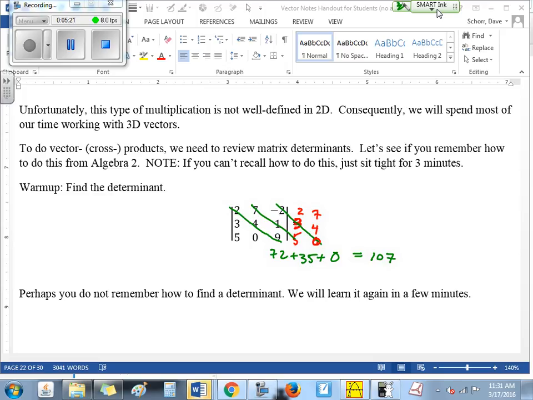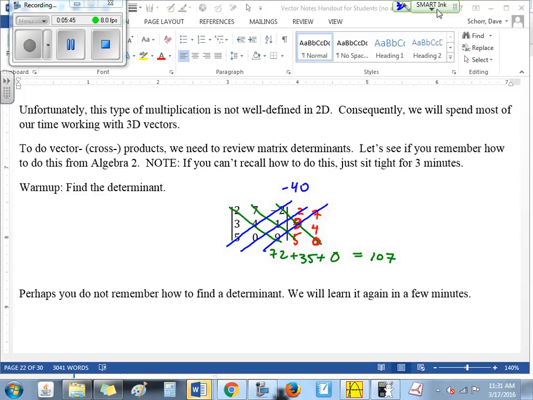Then we do the same thing going up the page. I'll draw that with a blue pen. 5 times 4 times negative 2, 0 times 1 times 2, 9 times 3 times 7. So let's write down those three products as well. What's 5 times 4 times negative 2?